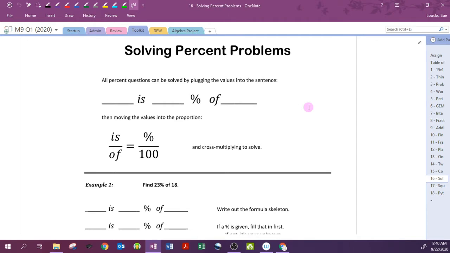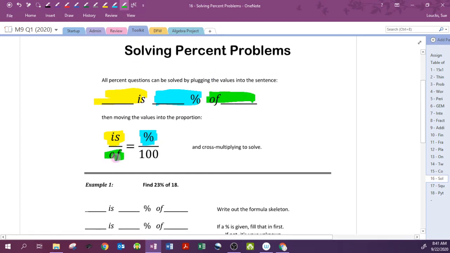All right. So the key to this is to write out this little thing. Blank is blank percent of blank. And that's like your skeleton. That's the framework of what you're going to do. And then you find the values and you plug them in, and I'll do that in a second. And then you move everything to this proportion where whatever number you have in this spot goes here. And whatever number you have beside the percent sign here goes here. And the of goes down here. So this is is over of equals percent over 100. And the 100 is always just 100.